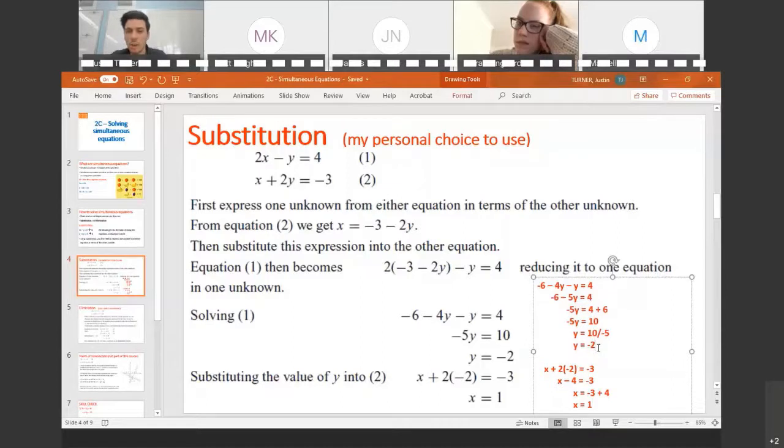So you can see why last week we focused a little bit on rearranging equations. Because when you get to something like this, if you need to solve for y, it becomes really handy knowing how to rearrange those equations.